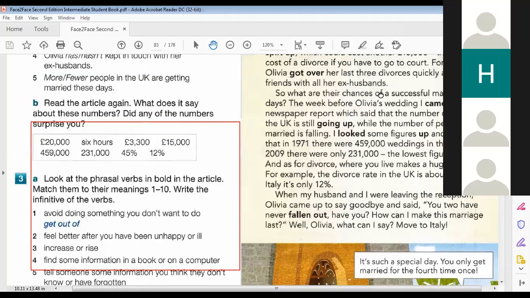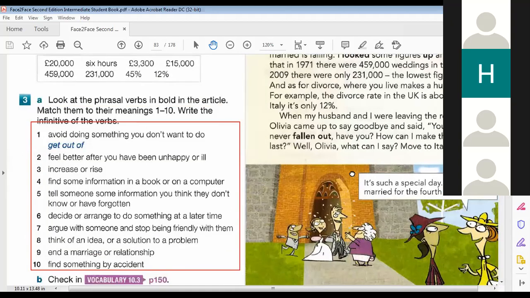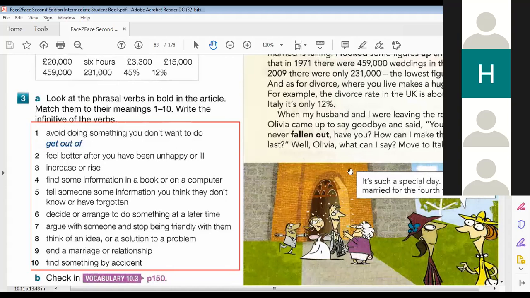Okay. Came across, find. Got over. Fortunately, Olivia got over her last divorces quickly and married. Yes. No, I think number 2. Feel better after you have been unhappy or ill. That's actually correct. When you get over someone or you get over something, it means now you're better. Now you feel better.